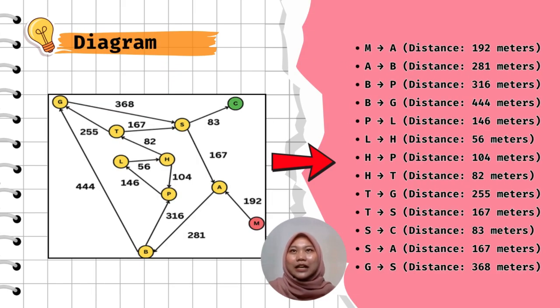Next, this slide is the combination of the diagram and also the distances. This slide shows the visual diagram of the campus layout along with all the distances between connected points. All of these distance values will be used as the weights in our Dijkstra algorithm.